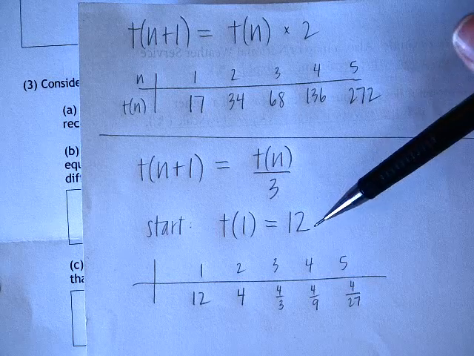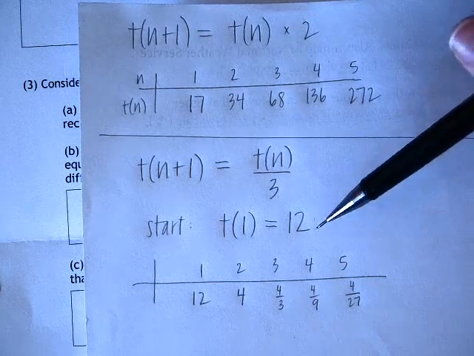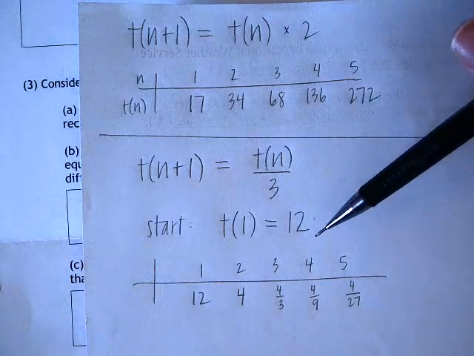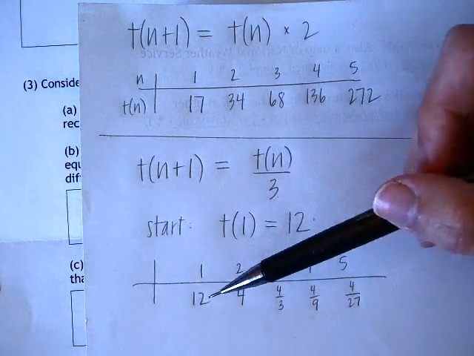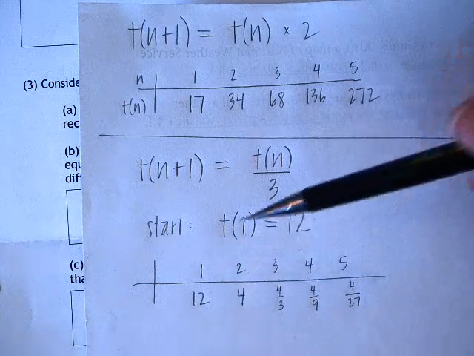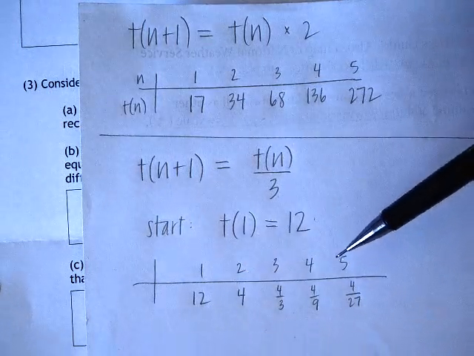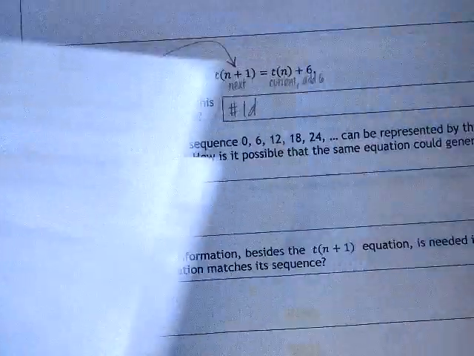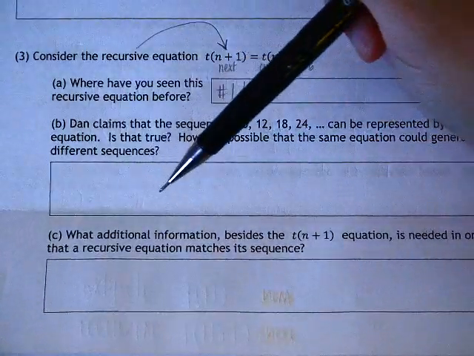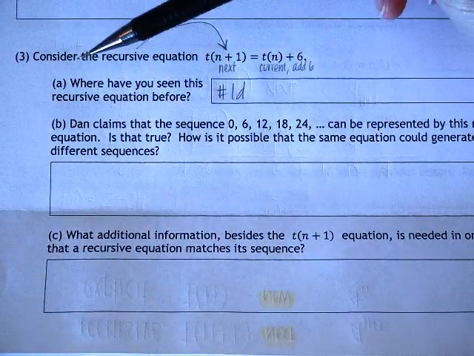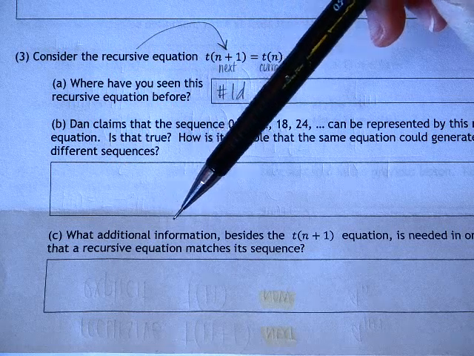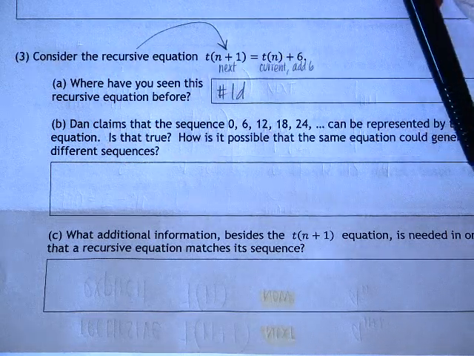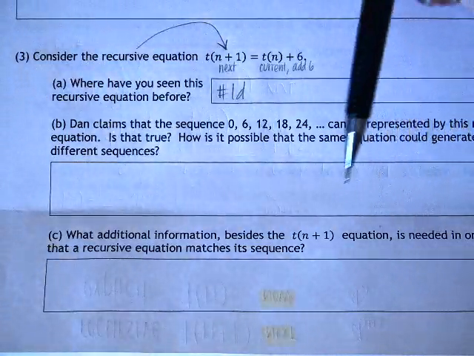And you know why? It's because I gave you a start. I told you where to start. I didn't just make you start randomly dividing any old number by 3. I told you to start by taking 12 divided by 3, and then we got something to happen. So, in essence, this conversation has really been an attempt to answer question letter C back on your packet page. On question number 3, letter C, where it says, what additional information besides the T of n plus 1 equation is needed? We need to have a starting point.